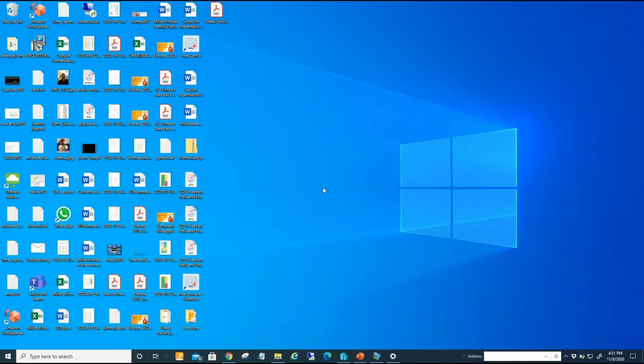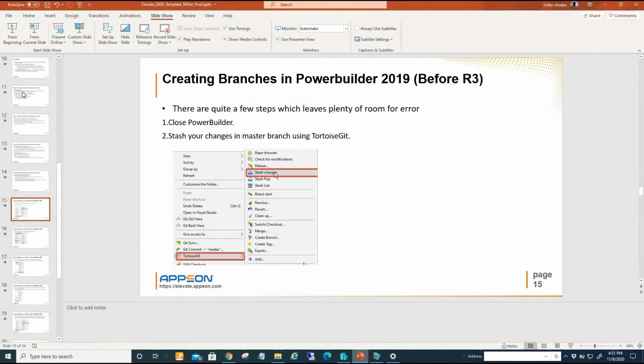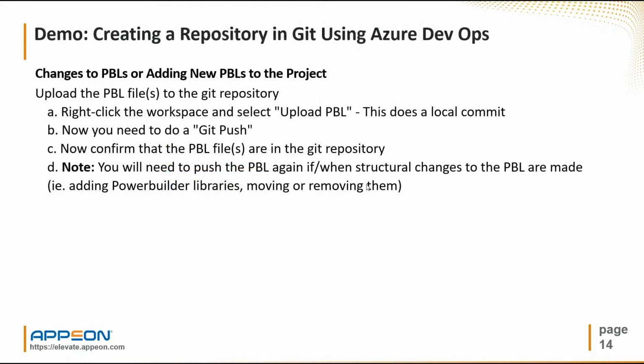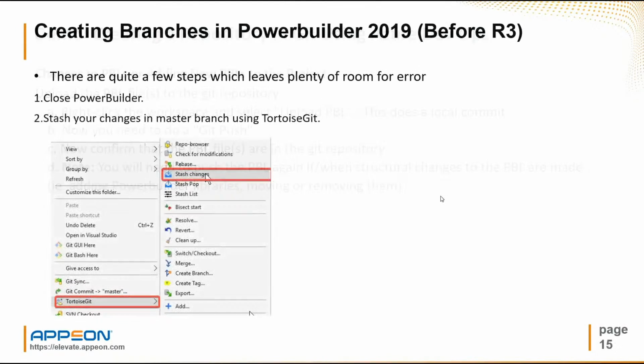Because I want to make sure that the software is still recording, I'm going to open the slideshow and start it up so that you have a better view. So let's talk about creating branches in PowerBuilder 2019 before release 3. There's quite a few steps, which leaves plenty of room for error. And so we're just going to walk through it real quick so that you can see everything you have to do.